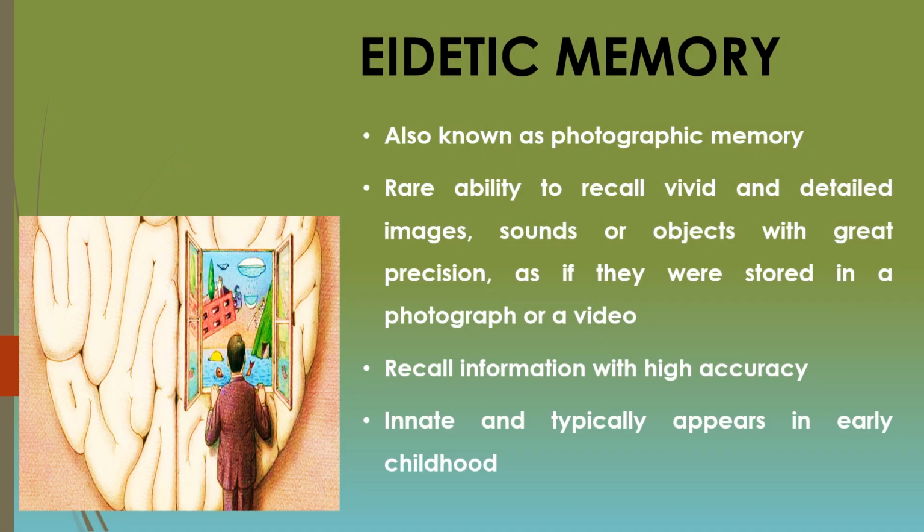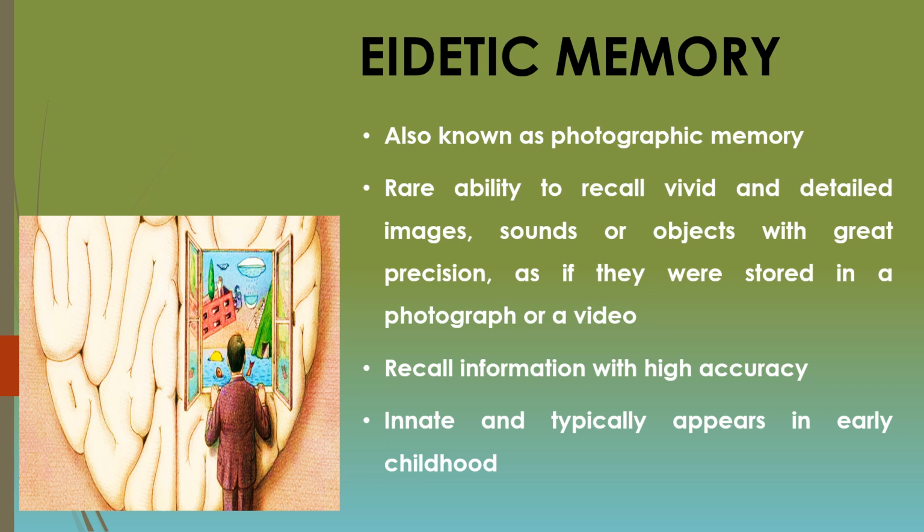Next is eidetic memory. It is also known as photographic memory. It is a rare ability to recall vivid and detailed images, sounds, or objects with great precision as if they were stored in a photograph or a video. That's why it is known as photographic memory. Individuals with eidetic memory can often remember things with exceptional clarity and detail even long after they were first perceived.